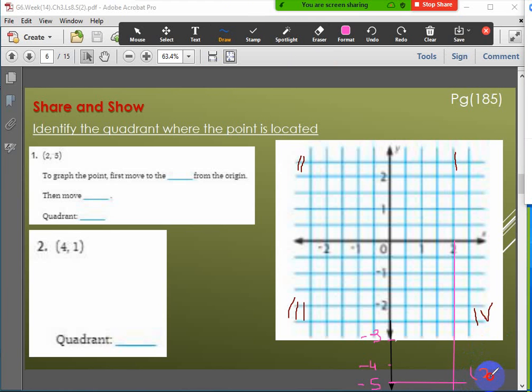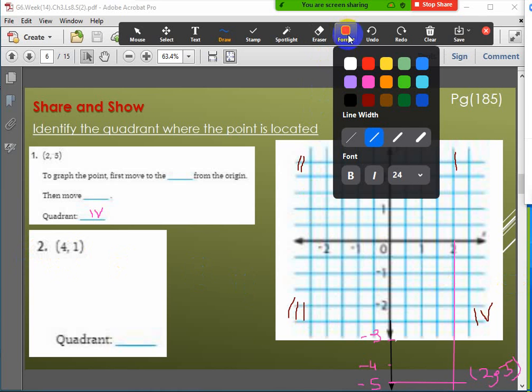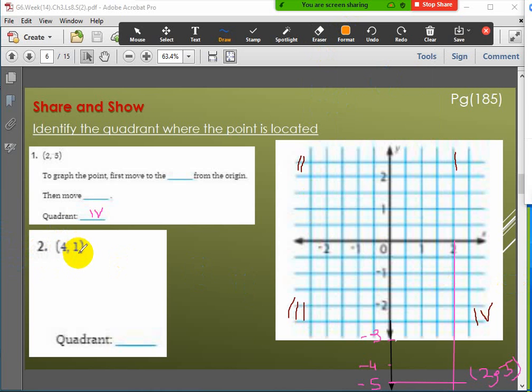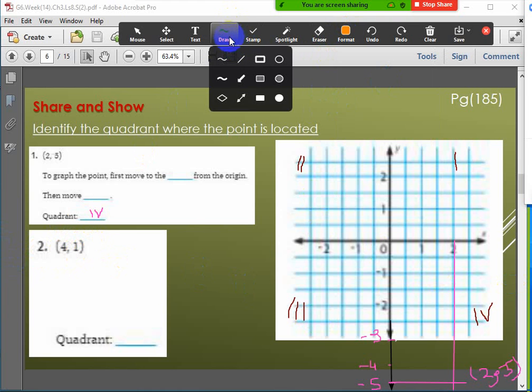Who will tell me? The first, the second, the fourth, or the third? The fourth, very good. The number is in quadrant 4. Now I want to know about this point, (4, 1). In which quadrant? Yes, Farah, could you please tell me? This point, (4, 1). In which quadrant?